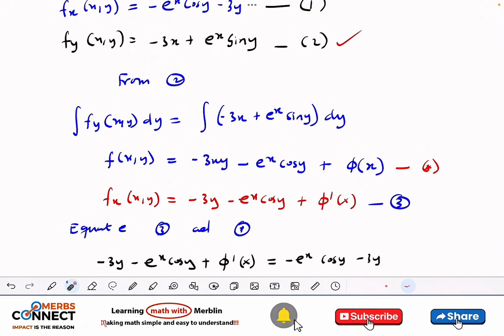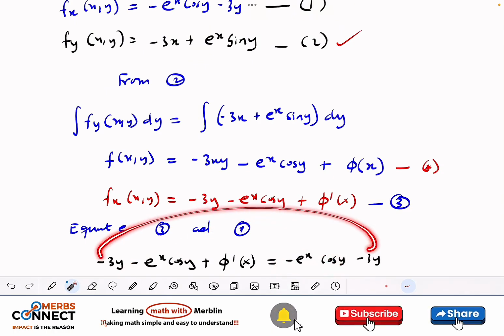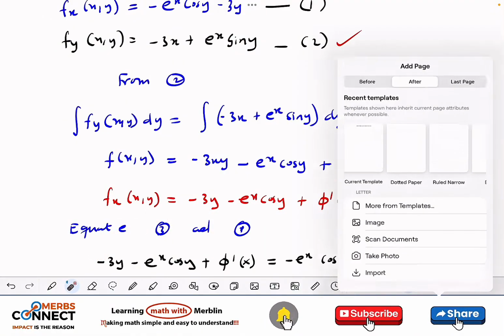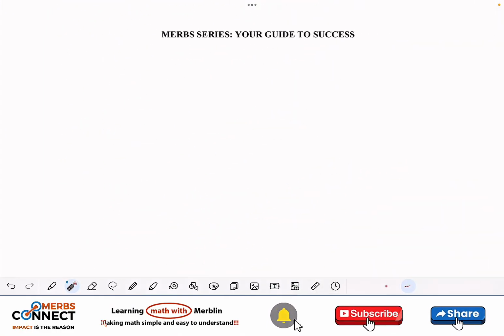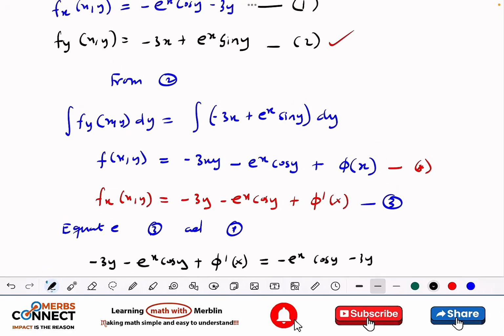So what do I need to do? Now we can see that this will cancel this and this will cancel that, right? Because when I move this one to here, it becomes positive. So negative positive becomes 0. When I move this one here, it becomes positive. Positive negative will be 0. So it means that we are going to have phi prime of x equal to 0 from here, right? So when I simplify this, this will cancel this, this will cancel this. So phi prime of x is equal to 0.